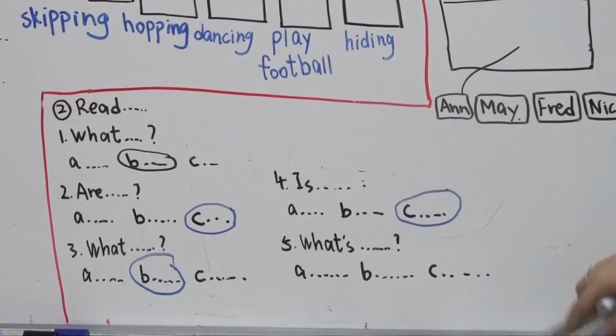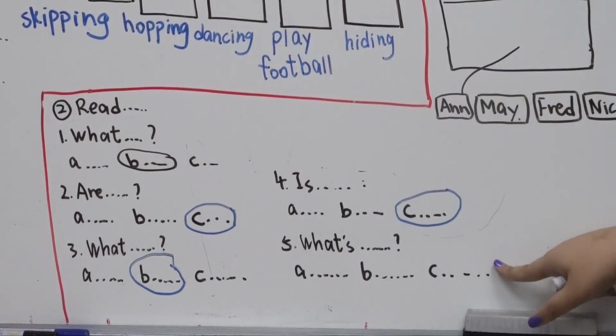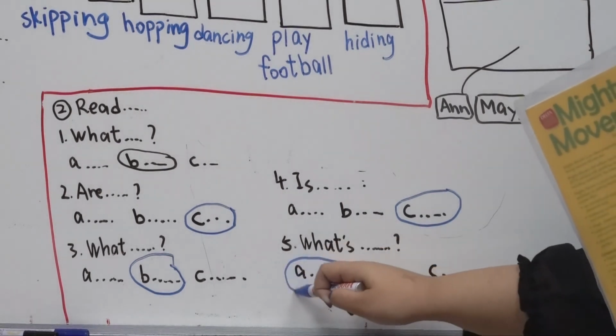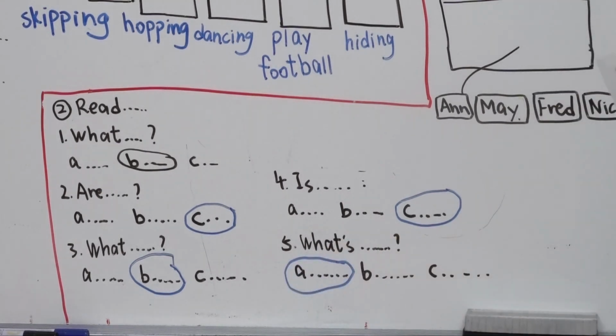And then the last one for you is, what's he carrying? A, it's a camera. B, he's got one. C, playing baseball. What is he carrying? Of course, it's a camera. This is the suitable answer. That makes sense, right?